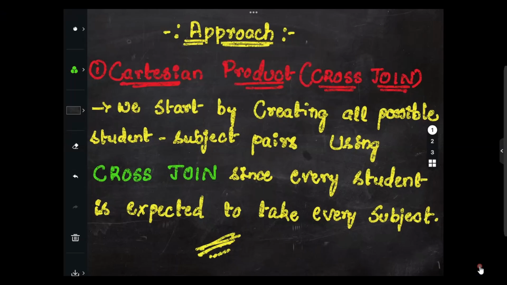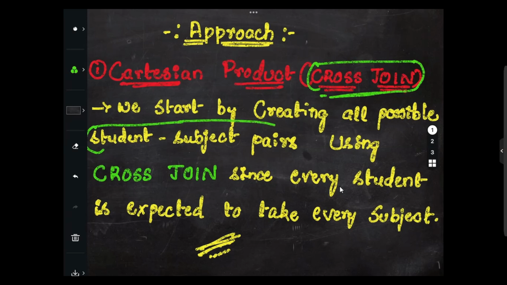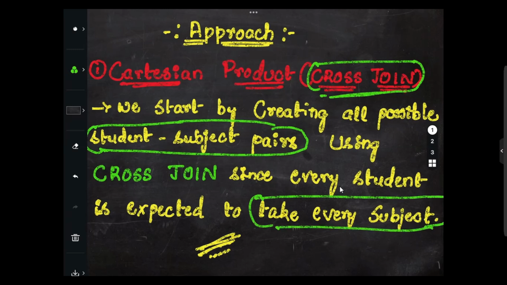Let's discuss it step by step. Here we are going with the Cartesian product, nothing but a cross join. Why? Because we will start by creating all the possible student subject pairs to derive the output. Using cross join, since every student is expected to take every subject, that is the reason we'll be making use of the cross join or the Cartesian product.